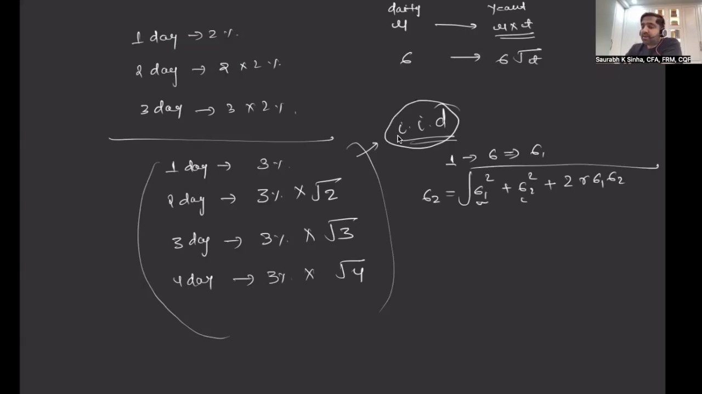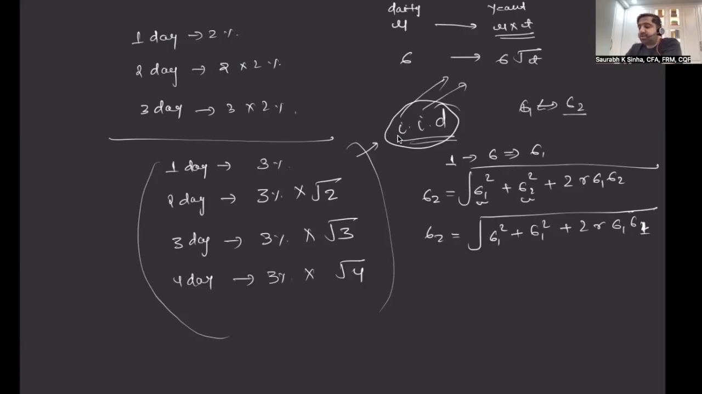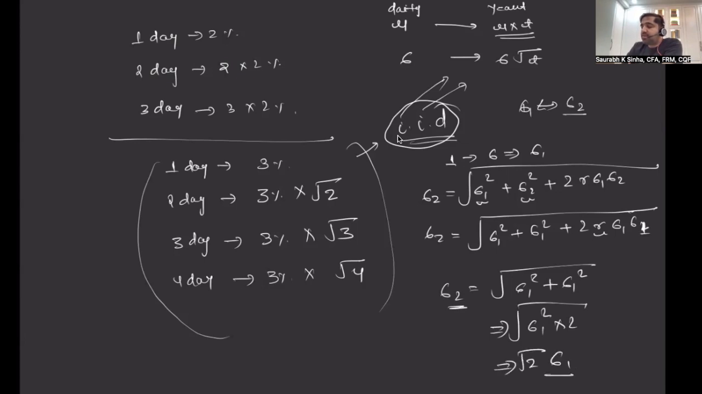But the problem is, I'm assuming the standard deviation is identical. So sigma 1 must be equal to sigma 2. So 2 day standard deviation is sigma 1 square plus sigma 1 square plus 2 into correlation of sigma 1 and sigma 2. When I say independent, the first day must be independent of the second day, so this correlation becomes 0. So sigma of 2 days equals sigma 1 square plus sigma 1 square plus 0, so sigma 1 square into 2. Therefore 2 day standard deviation is root 2 of sigma 1.